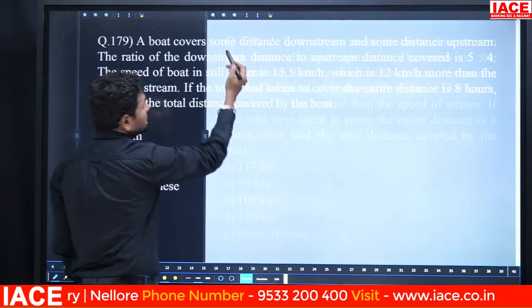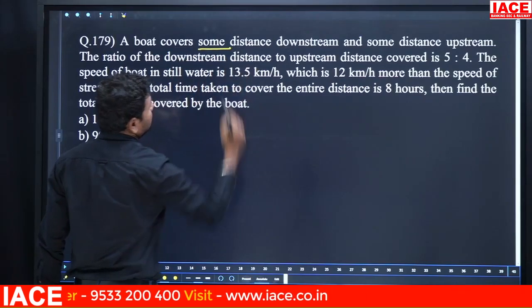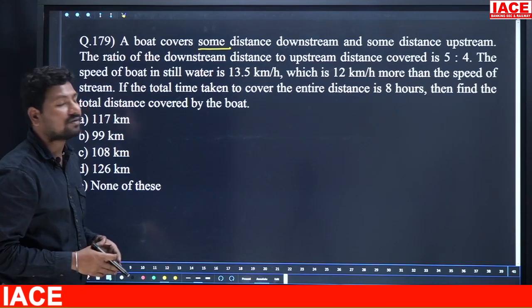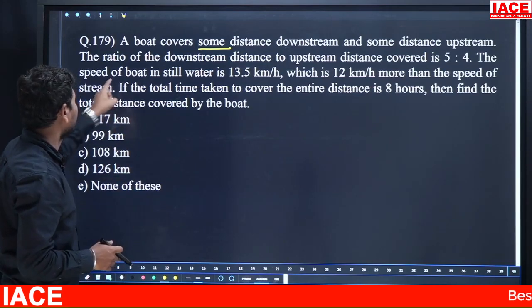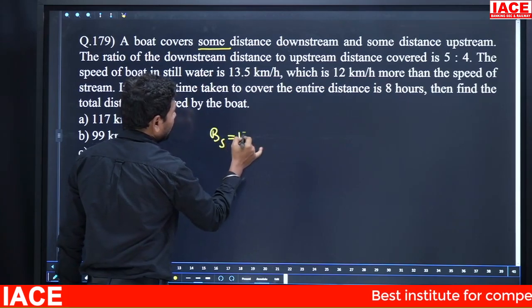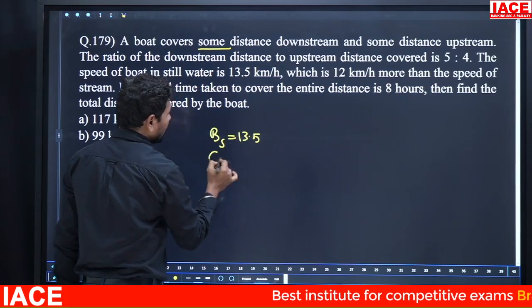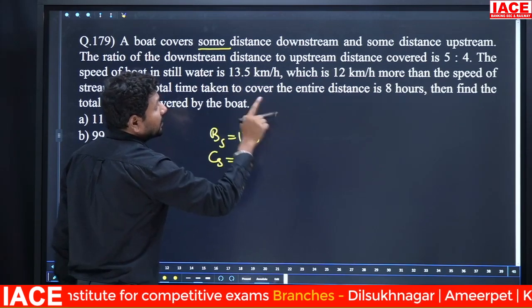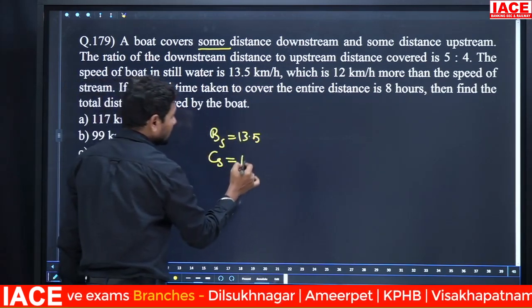It covers some distance downstream and some distance upstream. The ratio of the downstream distance to upstream distance covered is 5:4. The speed of the boat in still water is 13.5 kmph. Then current speed is required. Current speed means nothing but stream speed. Which is 12 kmph less than the boat speed, then the stream speed is becoming how much?